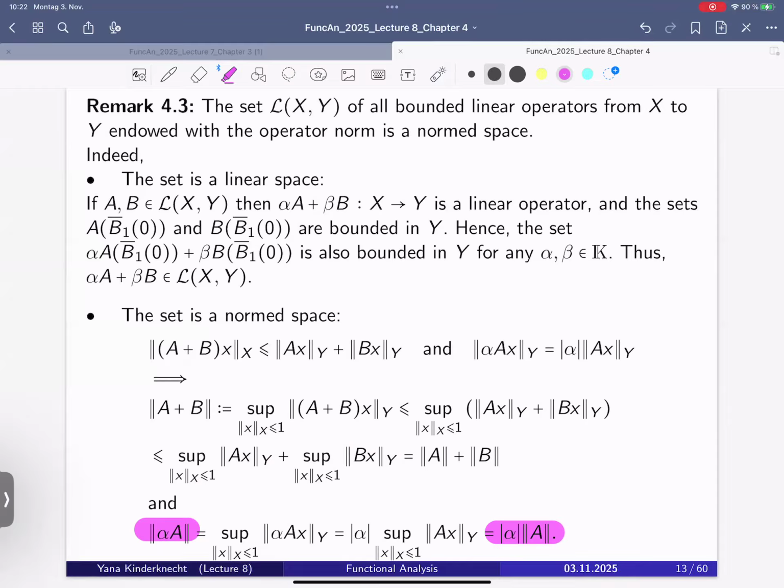Yeah, and obviously, since we have linear mappings, A of 0 is equal to 0 for all mappings. But this is not what I wanted to say. I wanted to say that, looking at the definition of the operator norm, we see that the operator norm of A is equal to 0 if and only if the operator is a 0 operator. That is, A of x is equal to 0 in Y for any x in X.